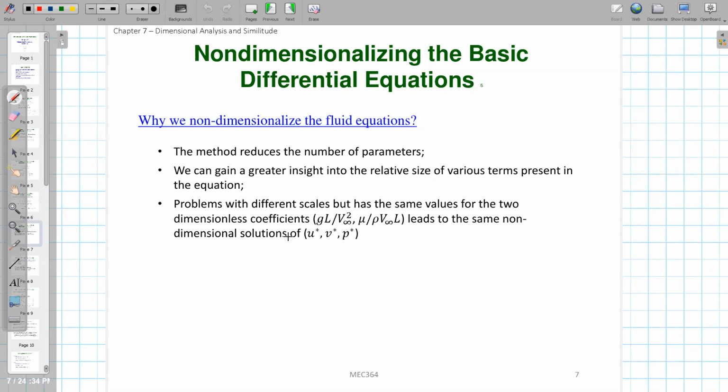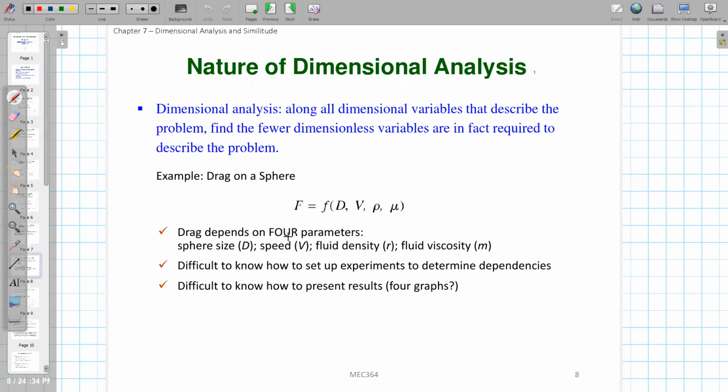No questions? Okay, so this method is called the non-dimensional form of the governing equation. The next method we are going to talk about is dimensional analysis. In the previous method, when you non-dimensionalize the governing equation, we find the important dimensionless parameters. But that method can only be used if you know the fluid governing equation.